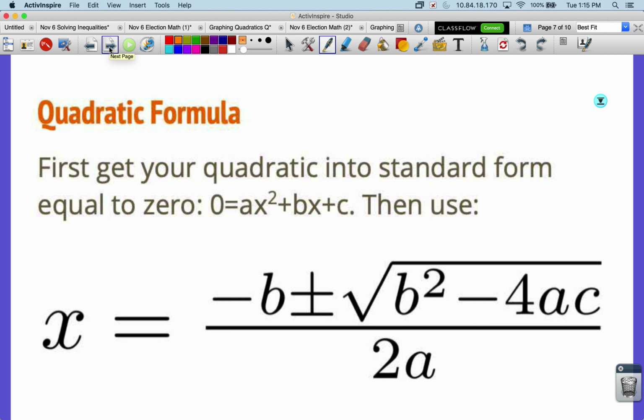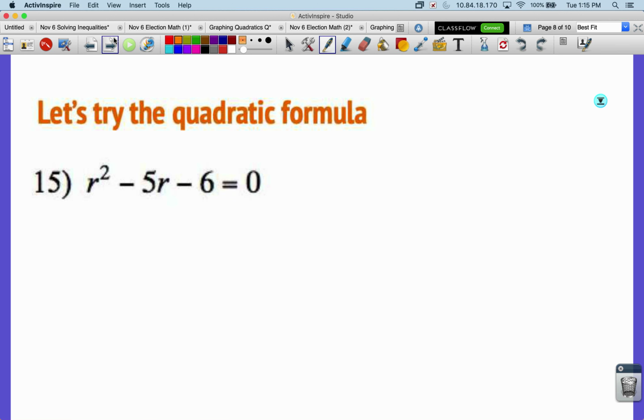All right, let's talk about the quadratic formula. In order to use the quadratic formula, you need to get your quadratic into standard form set equal to 0. Then you can use this. We can just use the values for a, b, and c in this formula, which you should copy down right now. All right, let's use it on this problem.